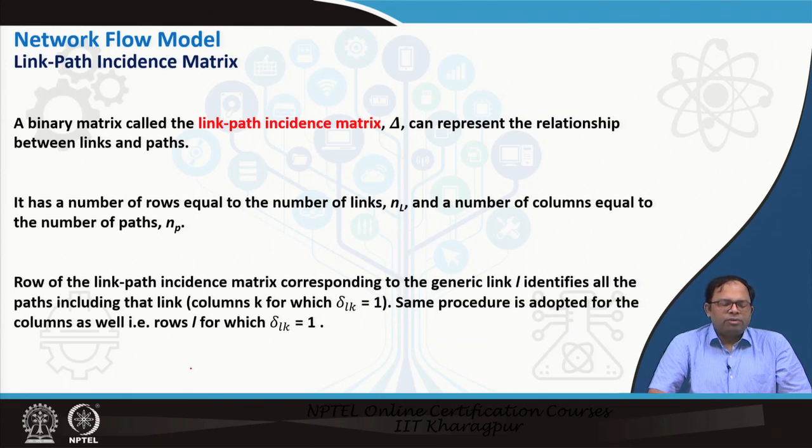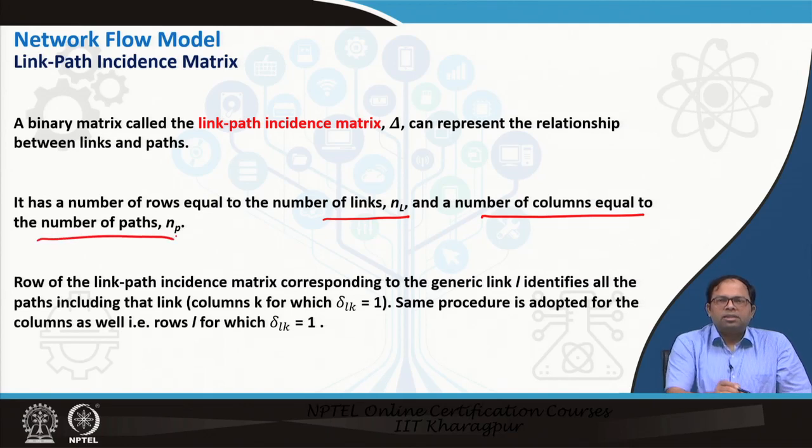So, in this particular link path incidence matrix, we see that the total number of rows equals the total number of links NL, and the number of columns equals the total number of paths. That means on each column we will list the paths, on each row we will list the different links, and then we use 1 or 0 to represent if that link is within that path or not. So, that is what is stated here. The row of the link path incidence matrix corresponding to a generic link L identifies all the paths including that link, columns k for which delta L k equal to 1. The same procedure is adopted for columns as well, that is, rows L for which delta L k is equal to 1.